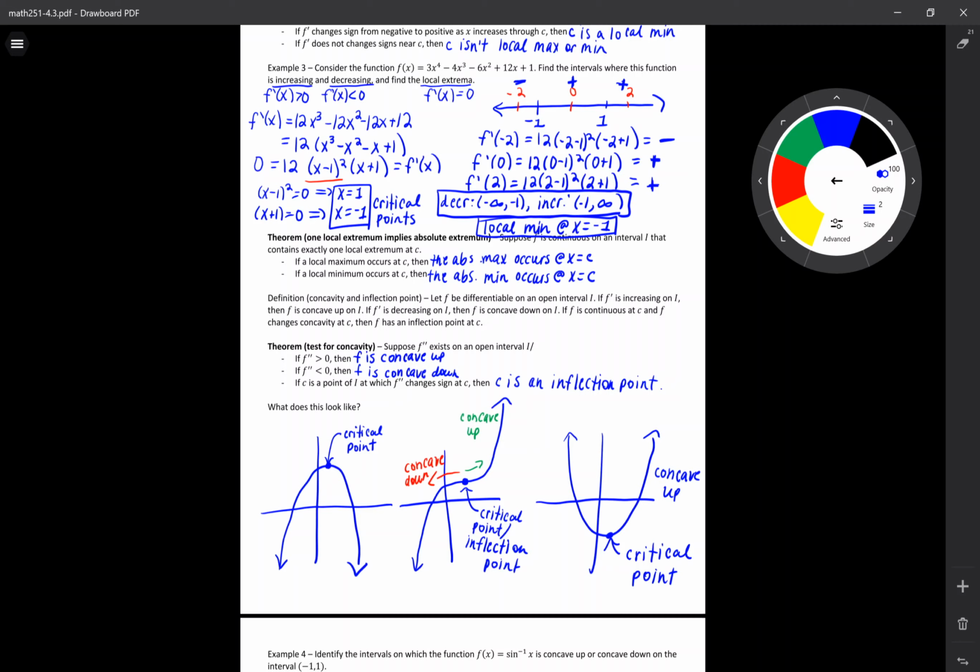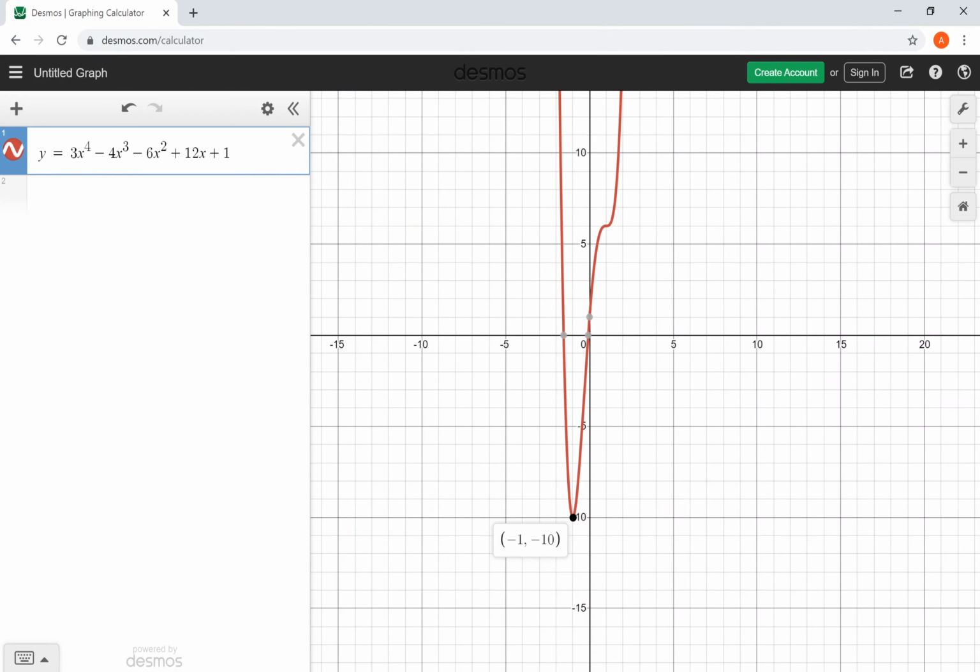So let's go back real quick and look at the example that we just did, example 3, because something weird was going on at the point x equals 1. So let's go back to this graph here from example 3. We found 1 was our critical point, but we found also that there was not a local max or min at 1, which we can see pretty clearly on this graph, right? There's no local max or min at 1. However, what's happening here is 1 is an inflection point.